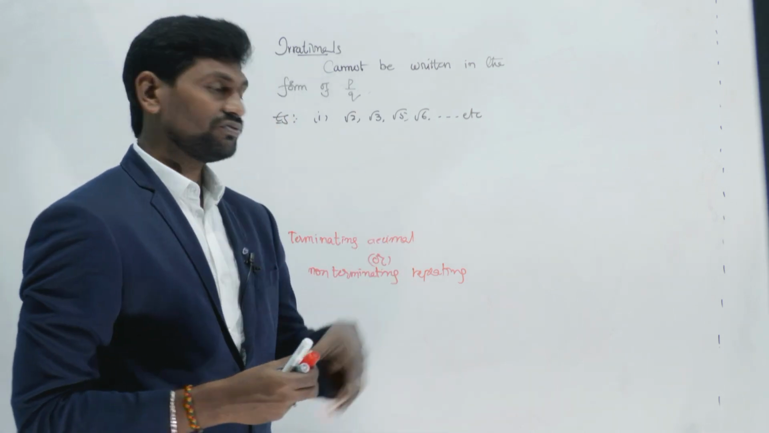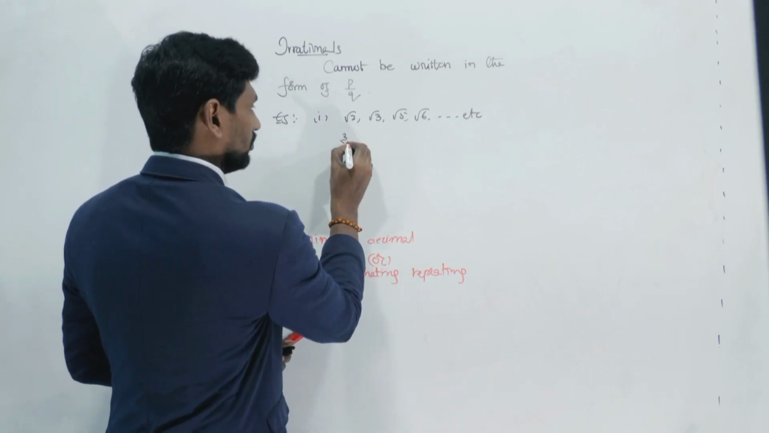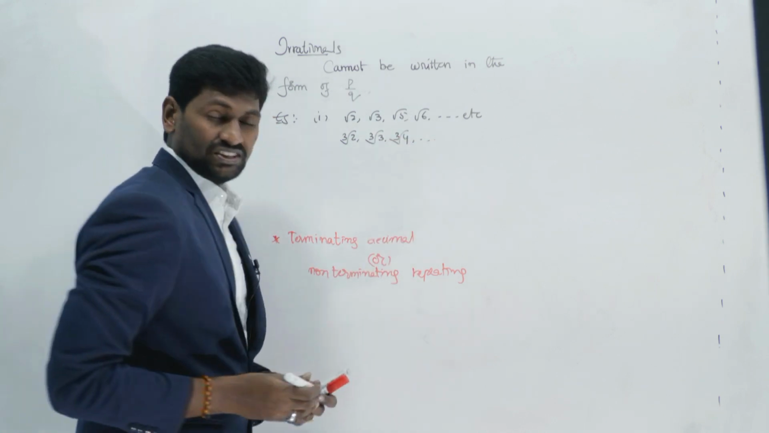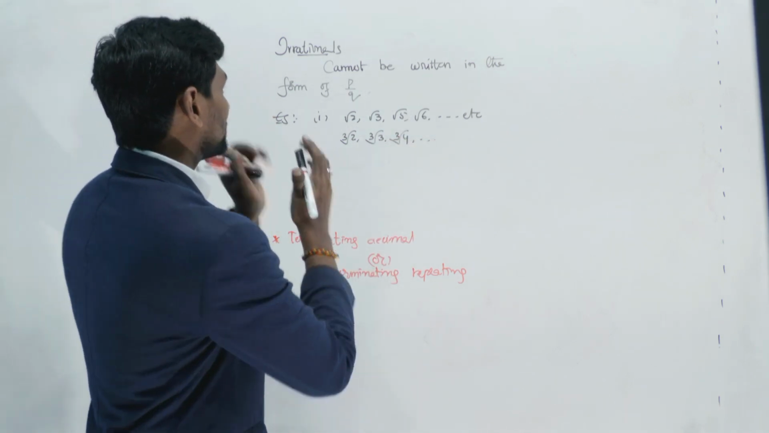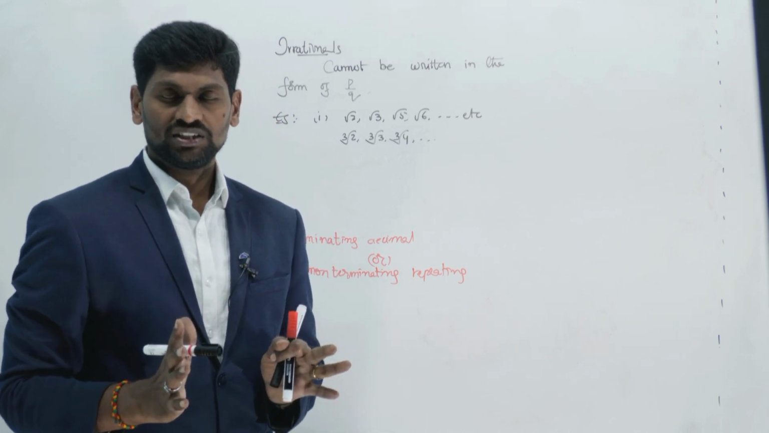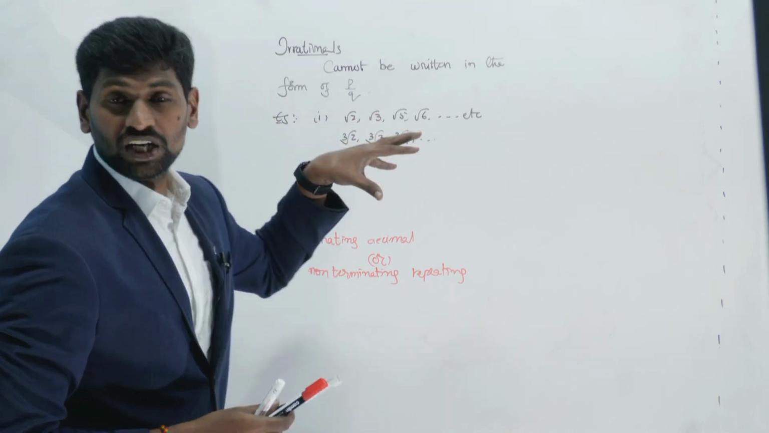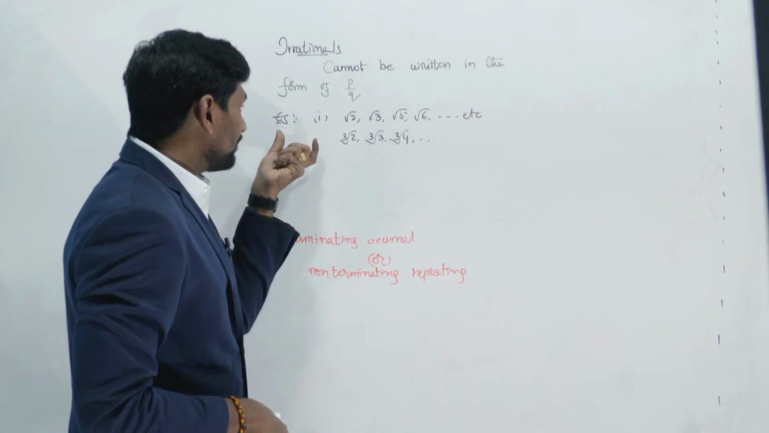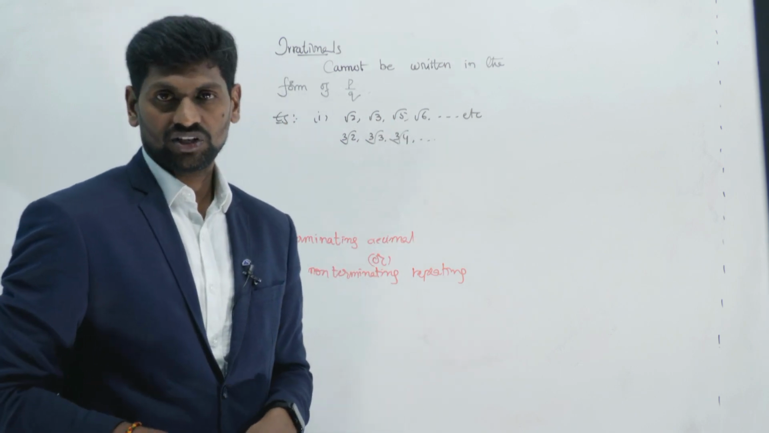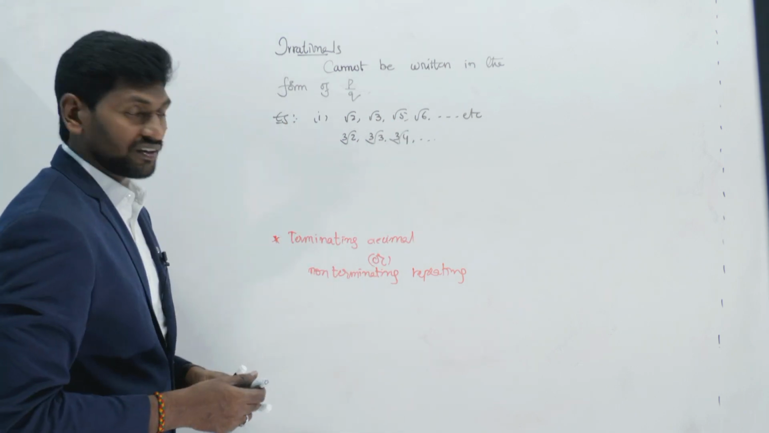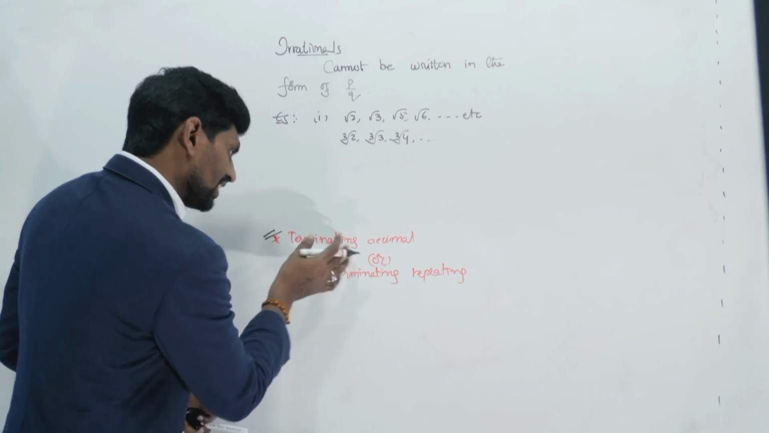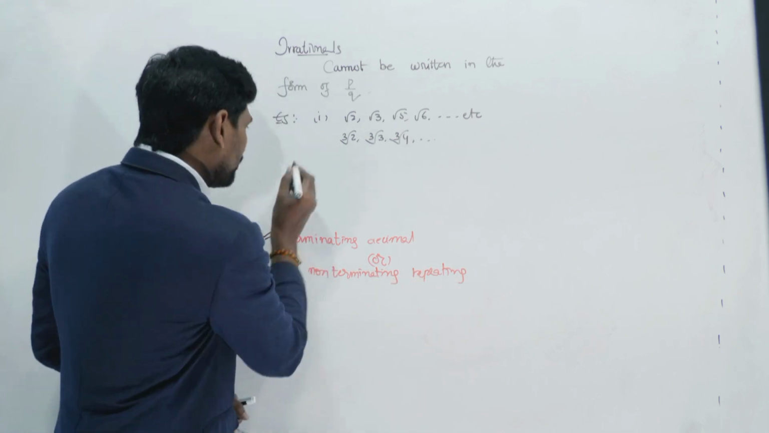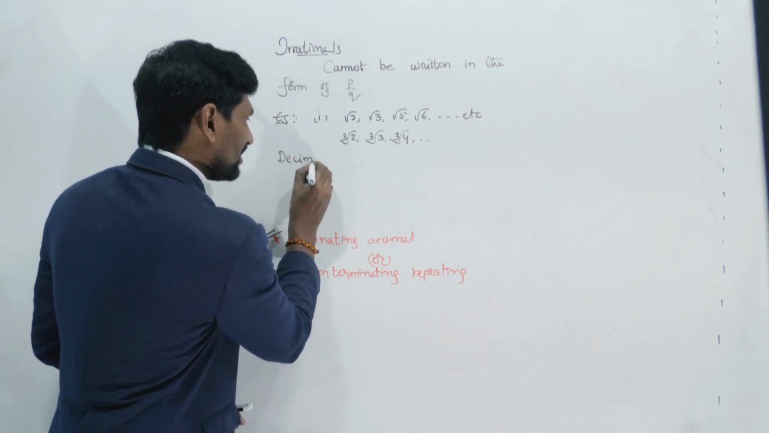Square root of 2, square root of 3, or cube root of 2, cube root of 3, cube root of 4. These are also examples of irrational numbers. So numbers that cannot be written in the form of p by q are called irrational numbers, and examples are root 2, root 3 like this. But for the decimal form, you have discussed that rational numbers are terminating decimals or non-terminating repeating decimals.